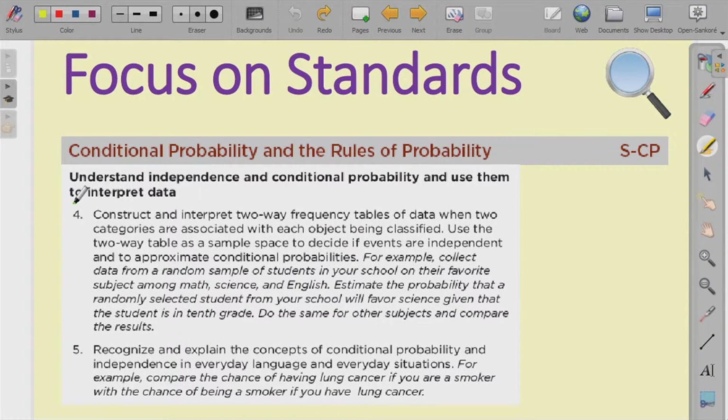Under that same cluster heading, we have standards 4 and 5. Standard 4 addresses the use of two-way frequency tables. Students should be able to decide, based on their analysis of a two-way table, whether or not two events are independent, and they should be able to determine conditional probabilities. Standard 5 really gets at the intuition around these ideas. It just requires that students be able to speak in everyday language and to come up with everyday situations that illustrate their understanding of those two ideas.